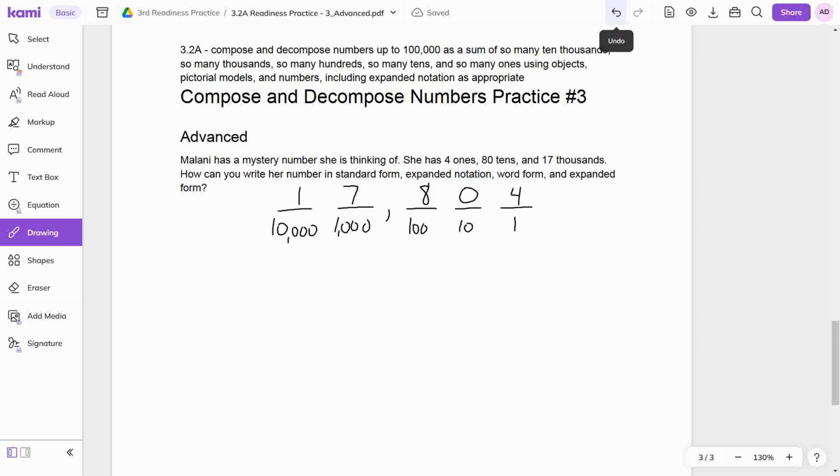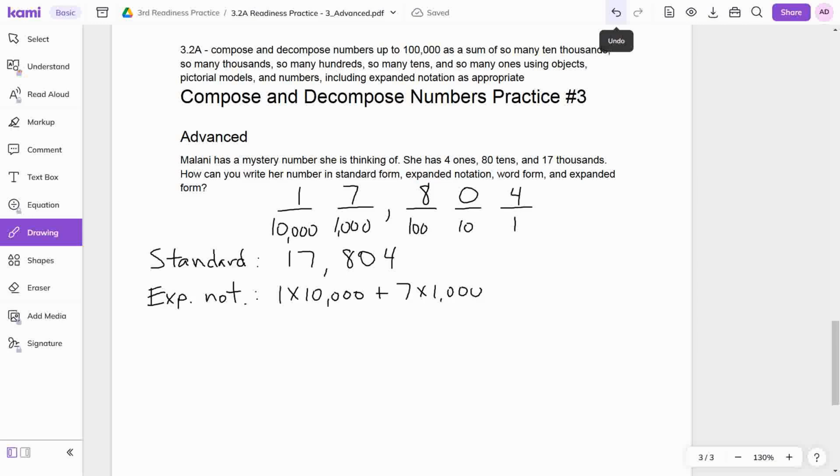So I need to write this now in standard form. Well, I've already written this in standard form, basically by working this out on my place value chart. It's going to be 17, comma, 804. Now expanded notation. So this is where we are writing it as the sum of each digit times its place value. So it's 1 times 10,000, plus I've got a 7 in the thousands place, plus I have an 8 in the hundreds place. Skipping the tens, there's nothing there. 4 in the ones place.